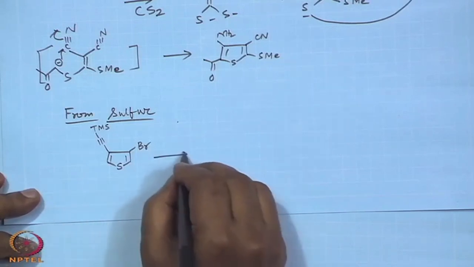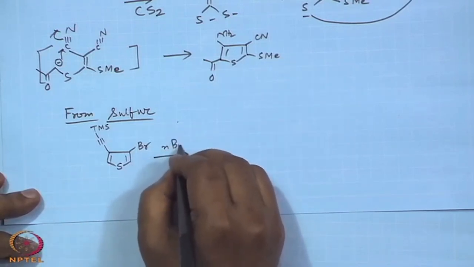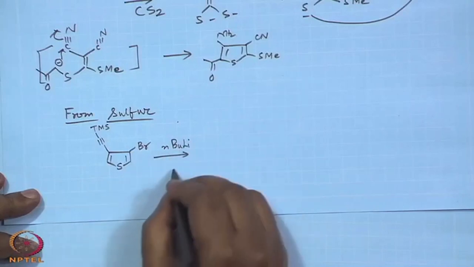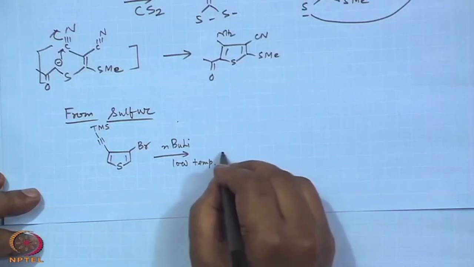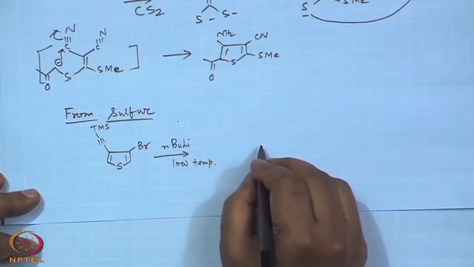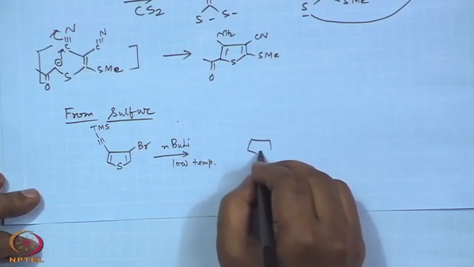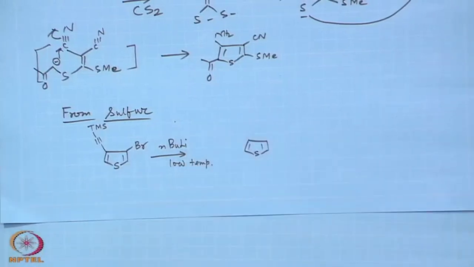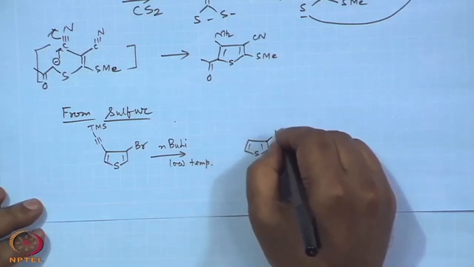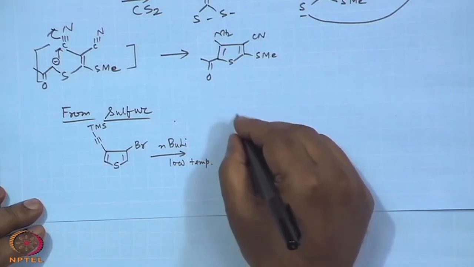Now, if you treat this with n-butyl lithium, of course, at low temperature, I will just write low temperature, I think by now many of you know what is the expected reaction. Expected reaction should be lithiation or lithium-halogen exchange. That is a very first reaction, and that is what we would expect here. So, you will have this lithium-halogen exchange.